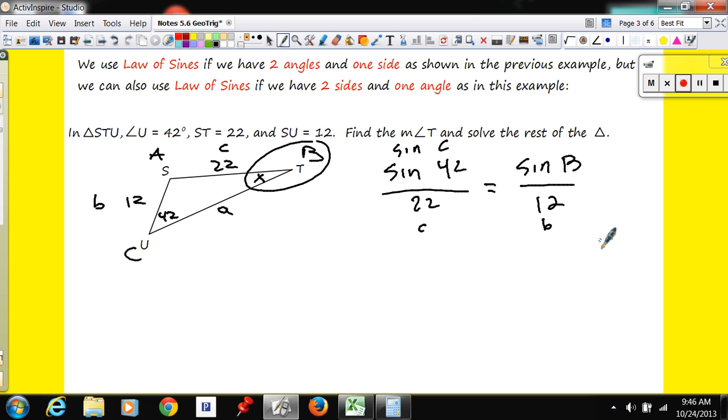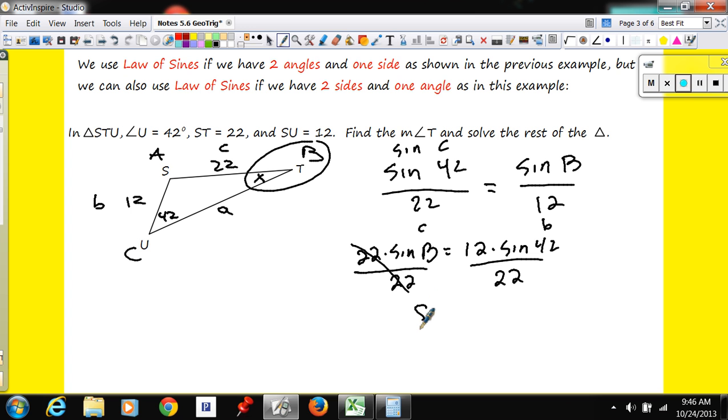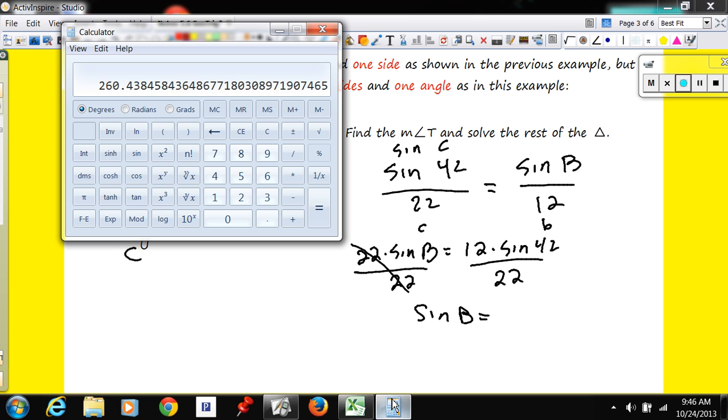So let's multiply our diagonal. 22 times the sine of B equals 12 times the sine of 42. Now I need to get the sine of B by itself, so I need to divide by 22 on both sides. So the sine of B, and let's figure out what this is. Let's get our calculator out. 12 times sine of 42. So there's my 12 times my sine of 42. I'm going to take this amount and I'm going to just divide it right now by 22. So just hit the divide button and hit 22.